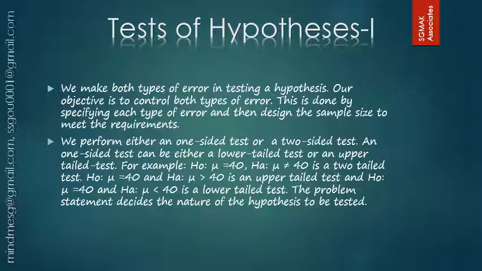We perform either one-sided test or a two-sided test. One-sided test can be either a lower-tailed test or an upper-tailed test. For example, if we set null as mu equal 40 and alternate mu not equal 40, this is a two-tailed test. If we set null mu equal 40 and alternate mu is greater than 40, it is an example of an upper-tailed test. And if we set null mu equal 40 and alternate mu less than 40, it is a lower-tailed test. The problem statement will decide the nature of hypothesis that you have to test.